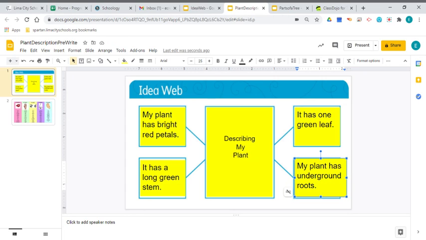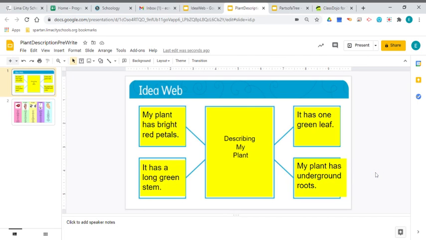So I'm looking at the word roots. What's describing it? What's telling you about the roots? What's my adjective? It would be the word underground. It's telling you what kind of roots, or where the roots are so that you can see it. So underground would be a word that describes roots.